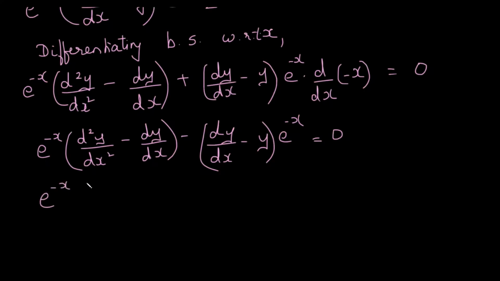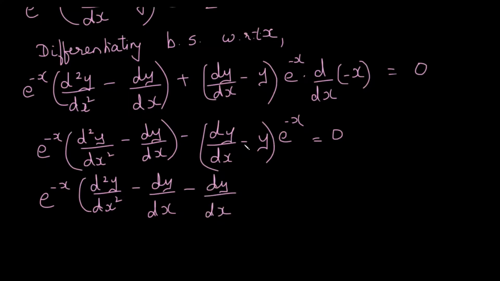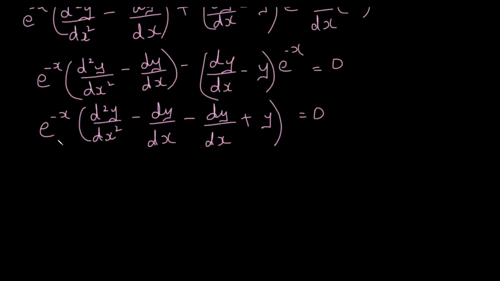E raised to minus x common over here, and therefore we get d2y by dx2 minus dy by dx, opening the bracket here, minus dy by dx and minus into minus plus y is equal to 0. Now we can send e raised to minus x also to the RHS. So 0 upon e raised to minus x becomes 0, and therefore we get our answer as this way.